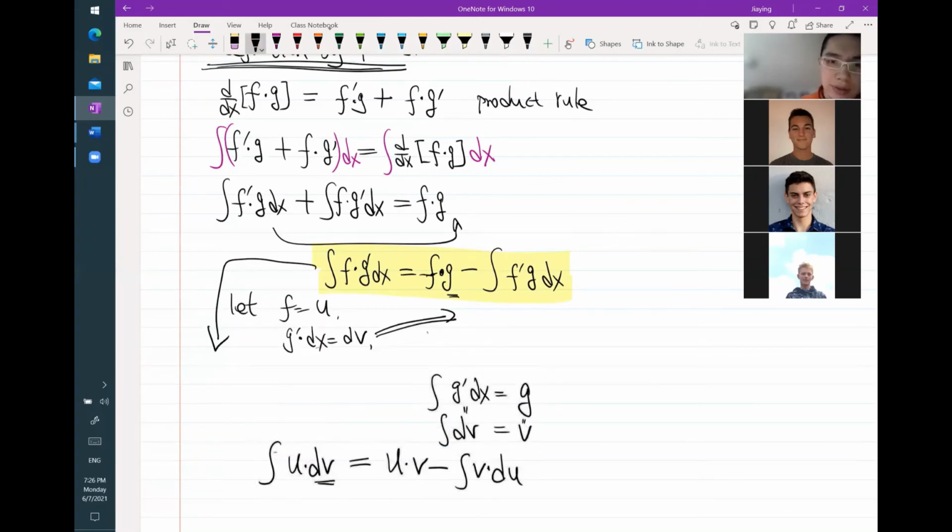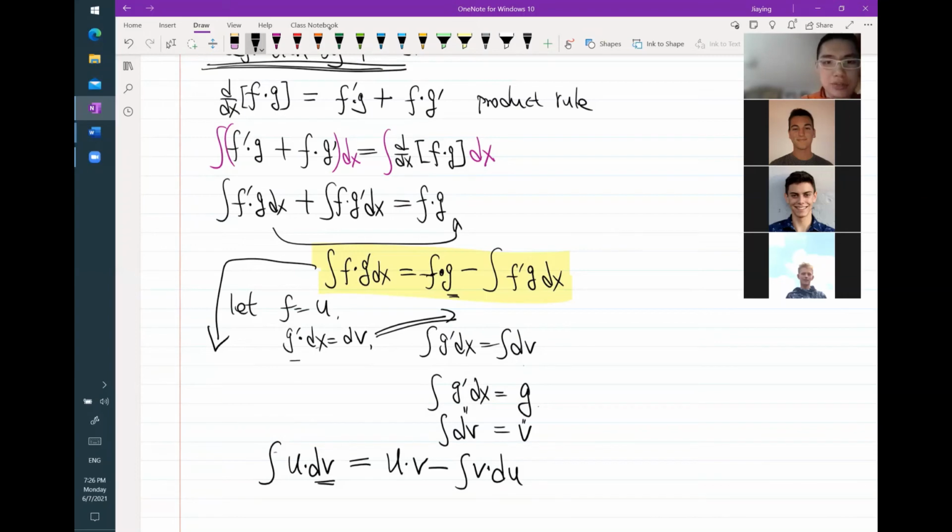So if I integrate both sides, I get integral g prime dx equals integral dv. Right? Now, what is the left side? The left side, g prime dx, when I integrate, I just get g. And on the right side, when I integrate dv, I just get v.